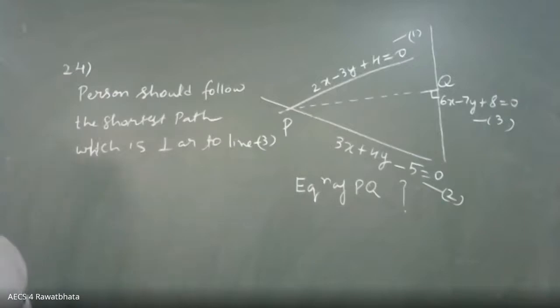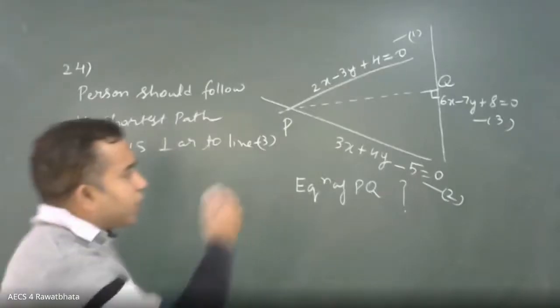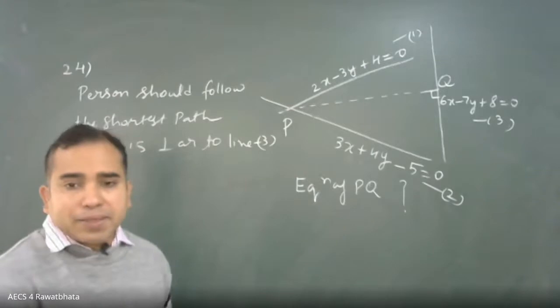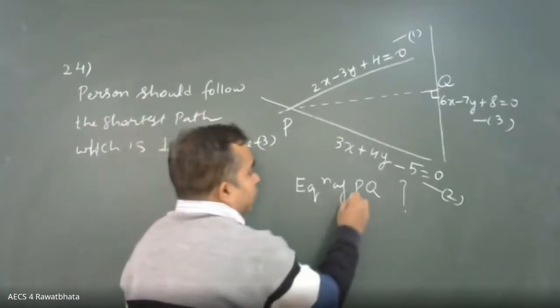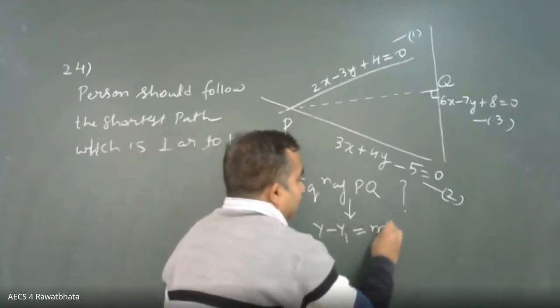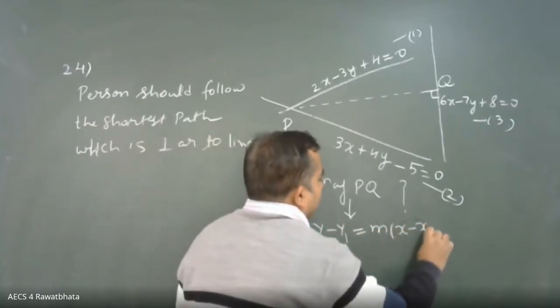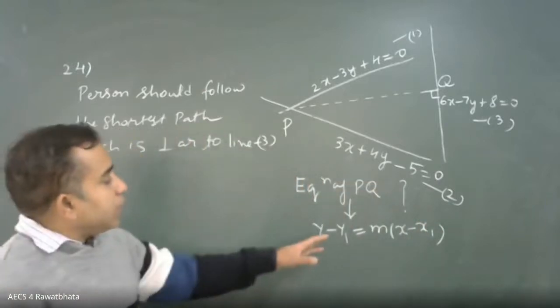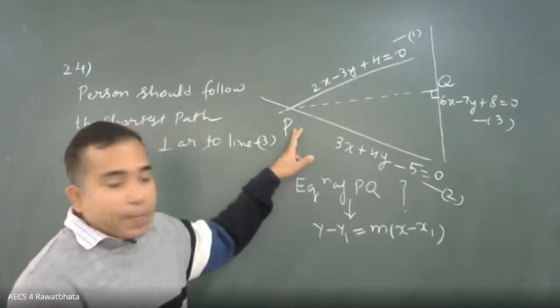So any suggestion from anyone, students? So first we can solve equation 1 and 2. Correct. We will get P coordinates after that. So we will form an equation of the perpendicular line to Q with the point P in it. You should know that the PQ equation can be written using the formula y minus y1 equals m into x minus x1. So for this we need a point. That point will be P, and the slope we need.